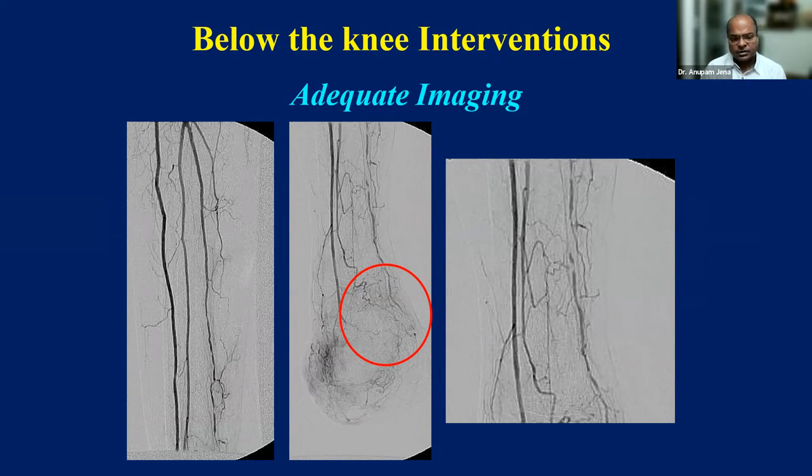Another thing that I have learned is using long sheaths. Suppose from the SFA, if we are using a 45 centimeter sheath, then the sheath goes almost to the popliteal artery. But we should not try to occlude the vessel, because the sheath should not touch the lesion. Otherwise, there can be retrograde thrombus formation also. The sheath should be a little above the lesion. Two things there: it saves a lot of contrast, and we get a very detailed anatomic picture also using a long sheath.